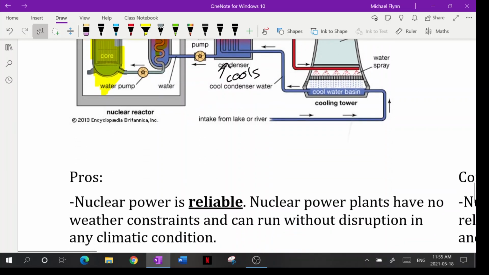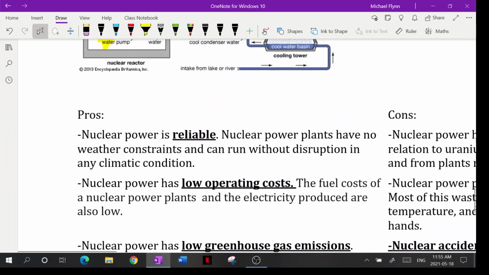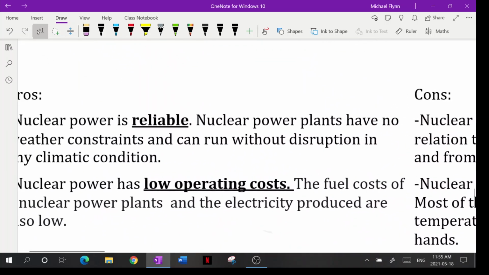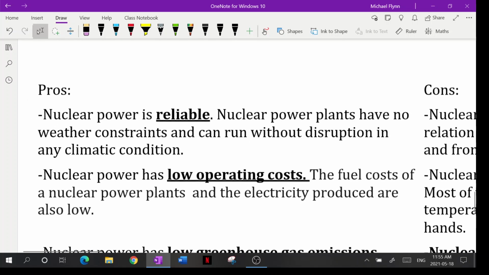Same thing. So what are the pros of nuclear power? This student felt like the primary pro was that it's reliable. Reliable basically means you can just turn it on anytime you want to produce power, and it's not going to be a function of whether it's day or night or how much wind there is. So it's reliable, and that's probably the primary pro.